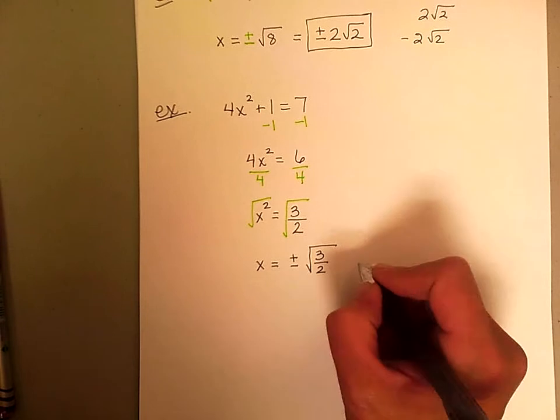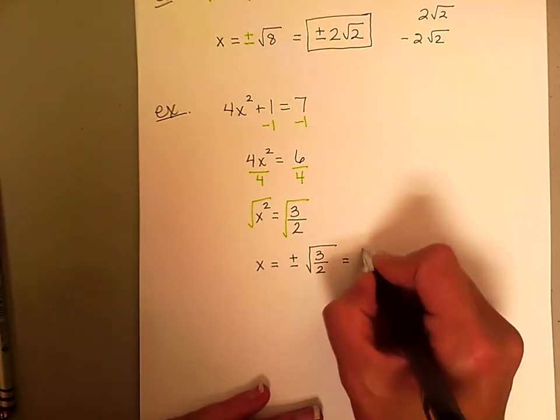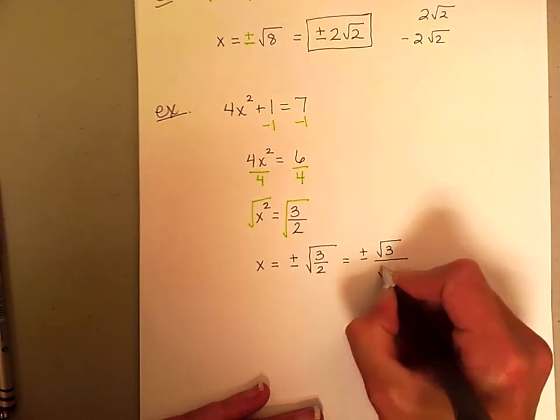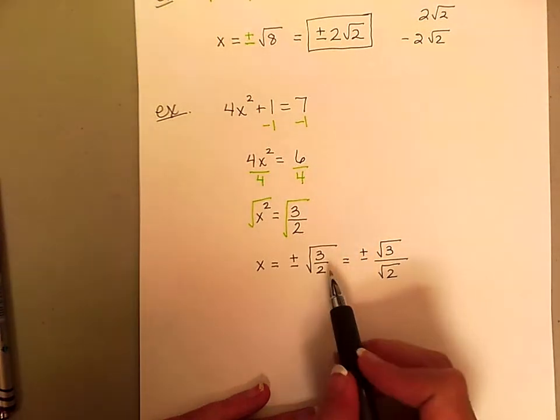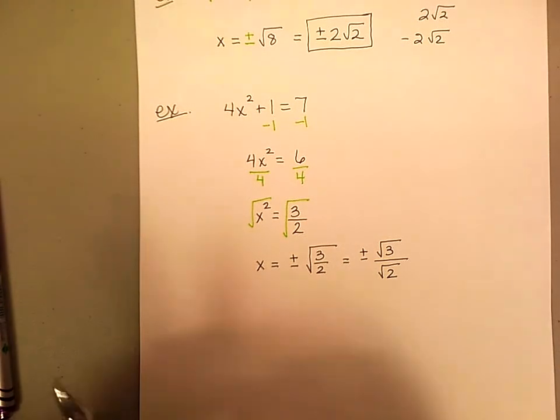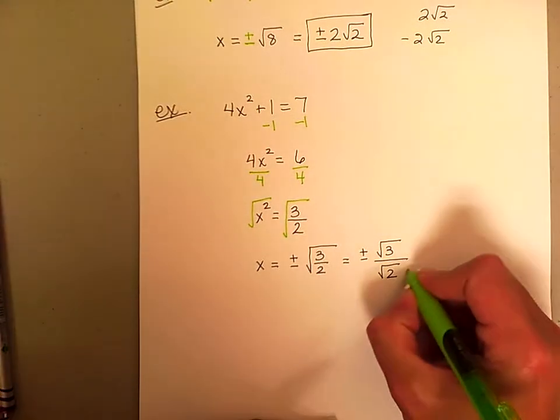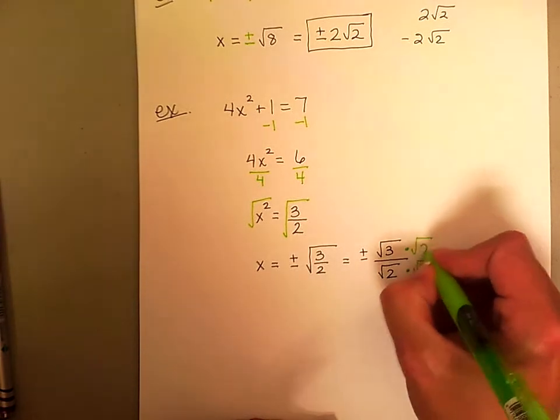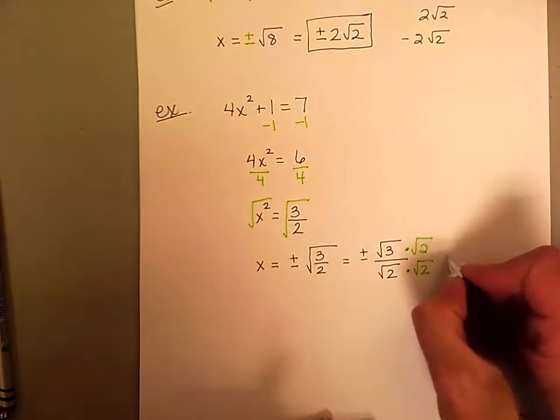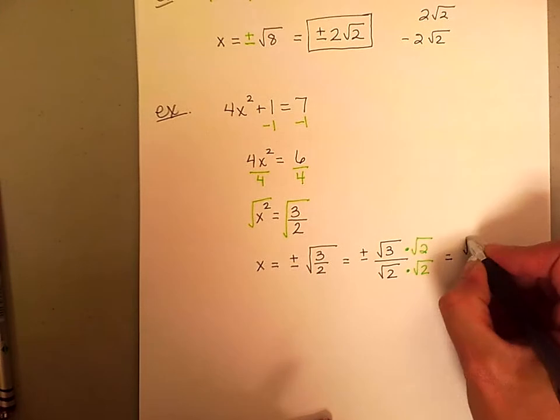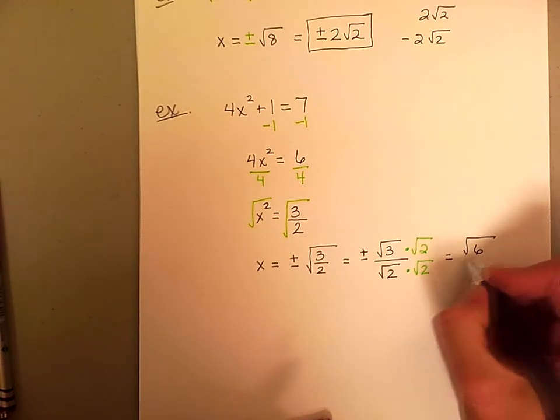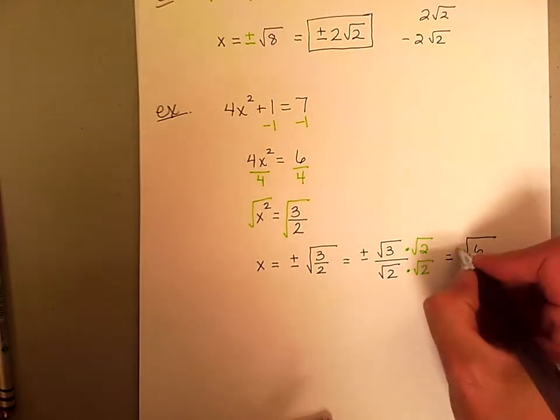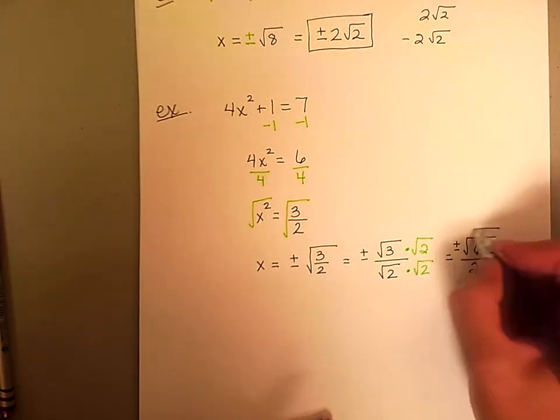We could rationalize this. Okay, remember this would be plus or minus the square root of 3 over the square root of 2. That's just rewriting this radical with the fraction. Then if we rationalize it, up top we would get the square root of 3 times 2, which is 6. The square root of 2 times the square root of 2 is 2. And don't forget the plus or minus.